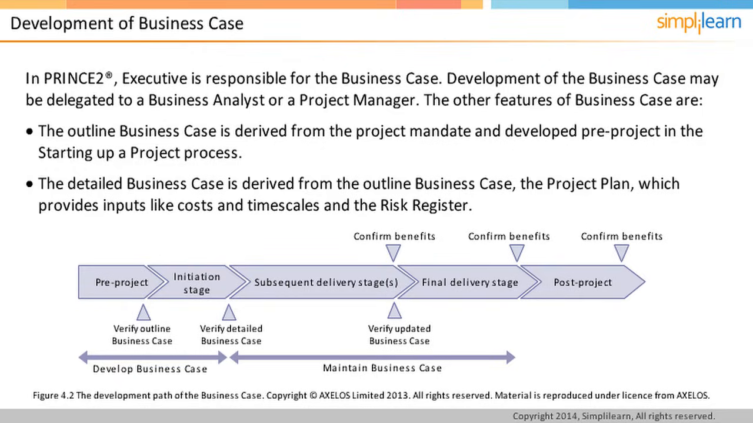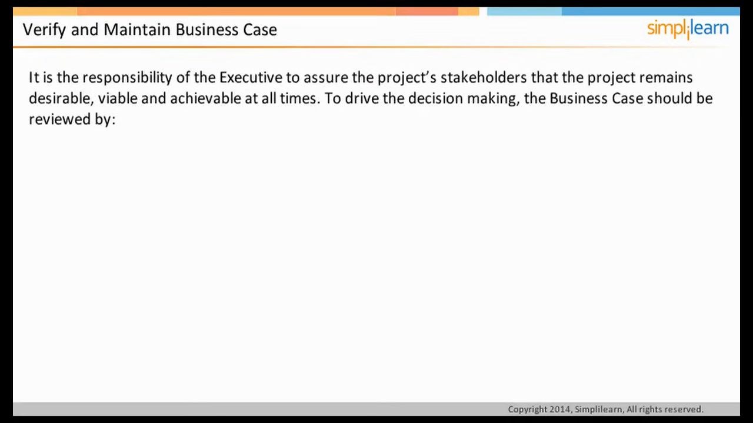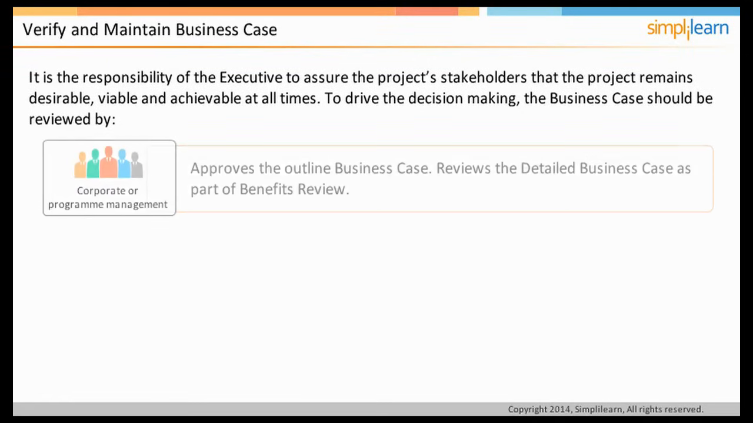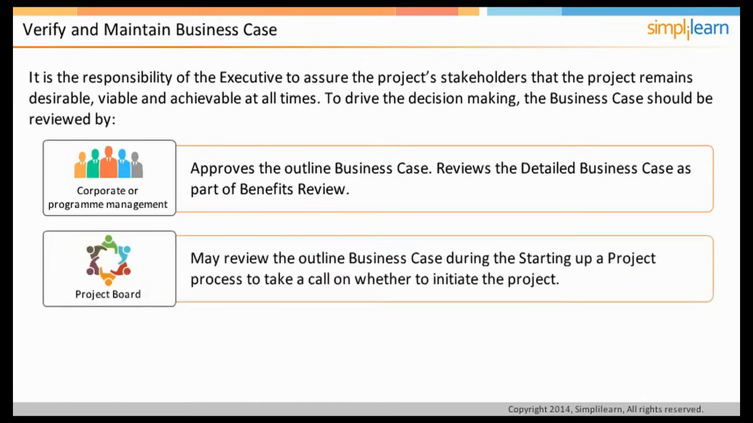It is the responsibility of the executive to assure the project's stakeholders that the project remains desirable, viable, and achievable at all times. The corporate or program management approves the outline business case, and reviews the detailed business case as part of benefits review. The project board may review the outline business case during the starting up a project process to take a call on whether to initiate the project. At the end of the initiating a project process, when the detailed business case is available, the project board takes the call on whether to authorize work on this project.